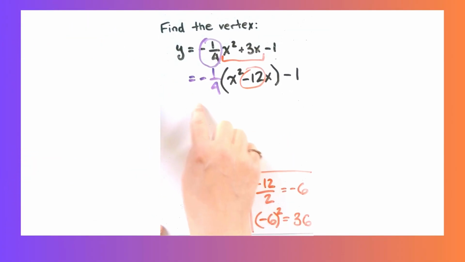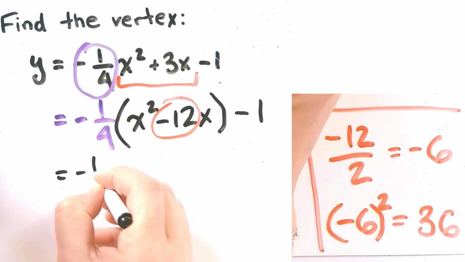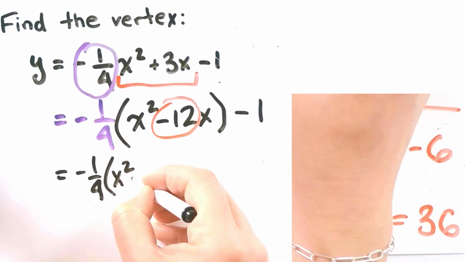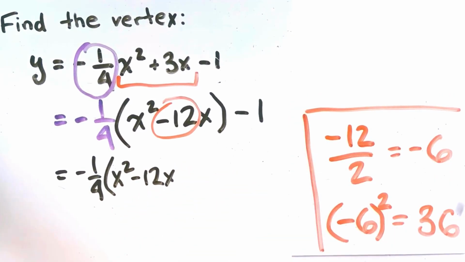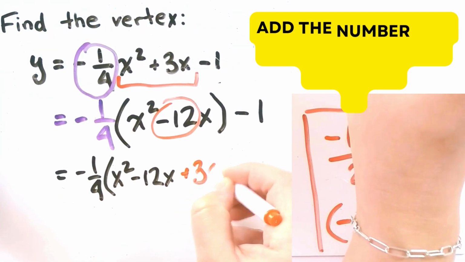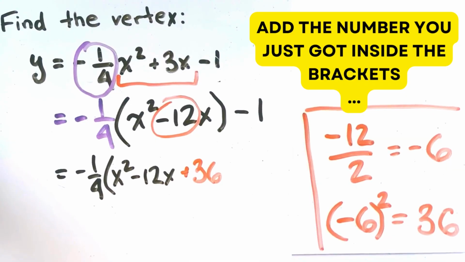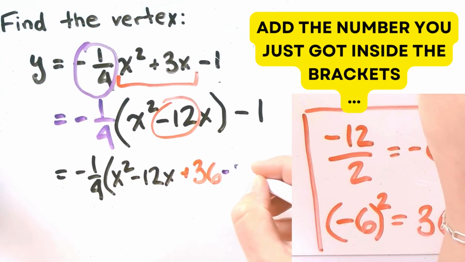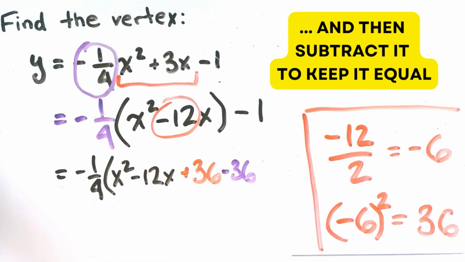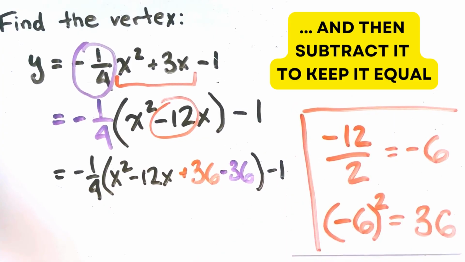So now I'm going to rewrite this equation again, but I'm going to rewrite it this way. Equals -1/4, that's the a value out in front, (x squared minus 12x. So far, everything is the same. Now this is where things get wonky. Then I add this number, +36. But I can't just write +36 for no reason. So I'm actually going to subtract that 36 again, right? Because now it's equivalent. Close the bracket and finish the equation with that -1 that was already there.